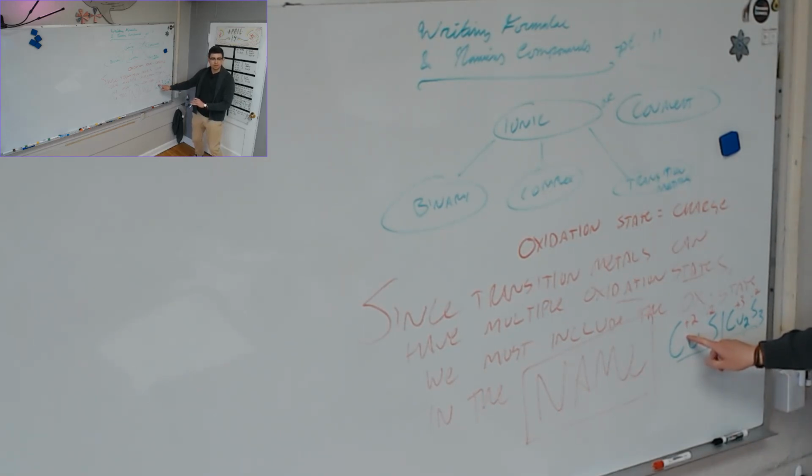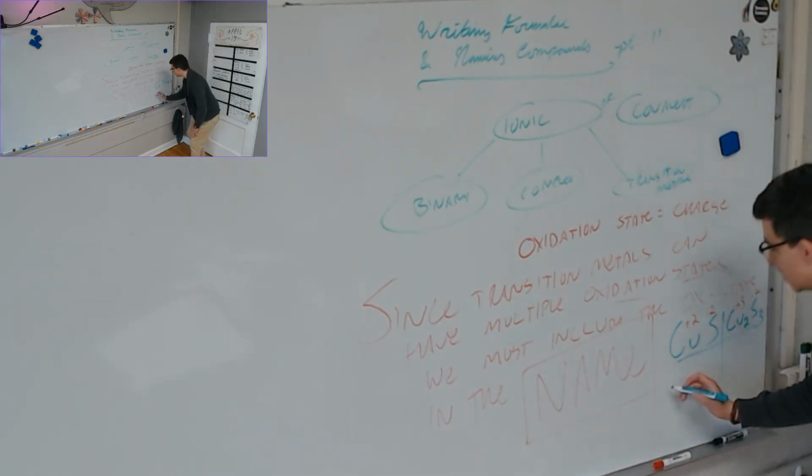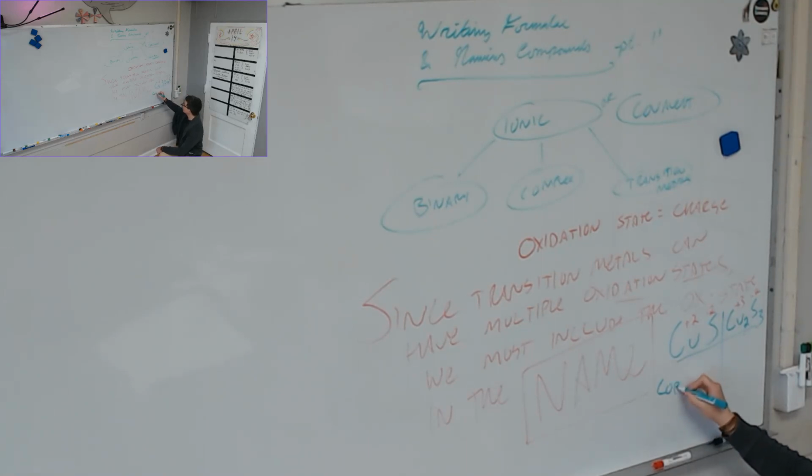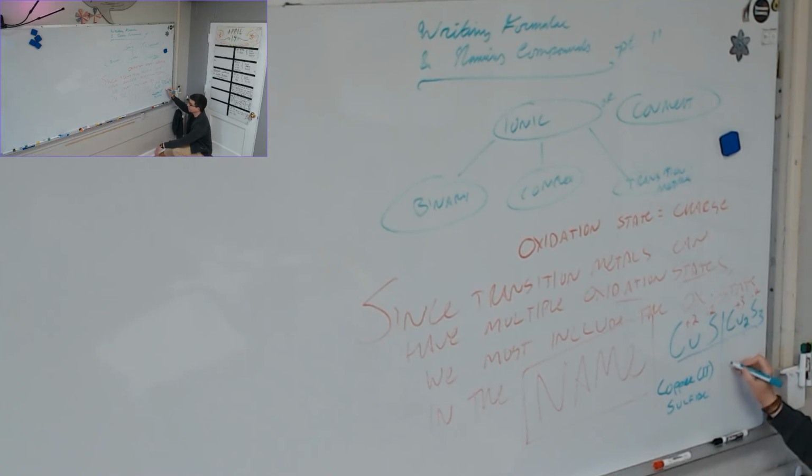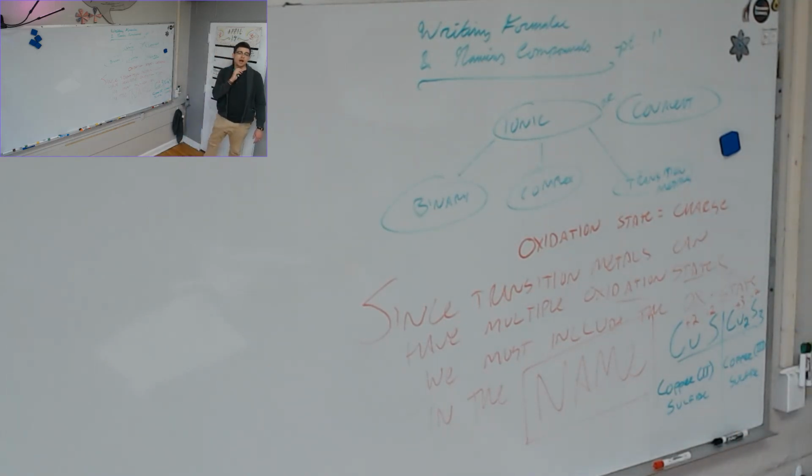So what we write is, what's the oxidation state of this guy? Let's all say it. What's the oxidation state of this guy? +2. So what we write is, please write this down, copper 2, that's in Roman numerals, and it's in parentheses, sulfide. For the other one, we write copper 3 sulfide.